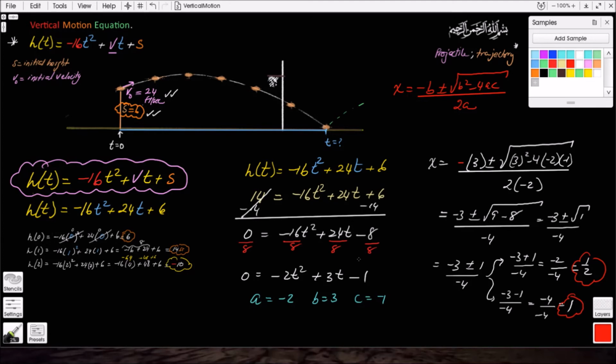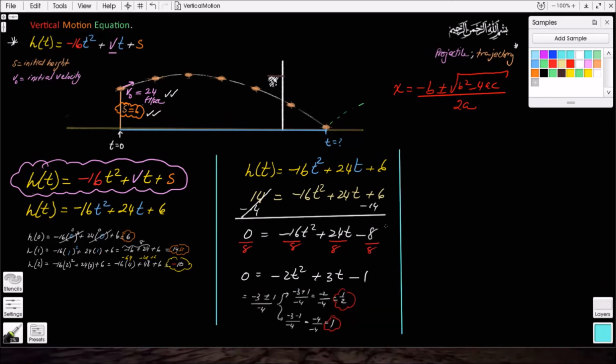In other words, when it is 1 second, or when it is 1/2 of a second, the basketball is 14 feet high. Basketball is 14 feet high 2 times, like over here it's 14 feet, and like over here it is 14 feet. Because it's a parabolic function, every height would be achieved 2 times. So that's all fine, but that's not what we wanted to know, though.